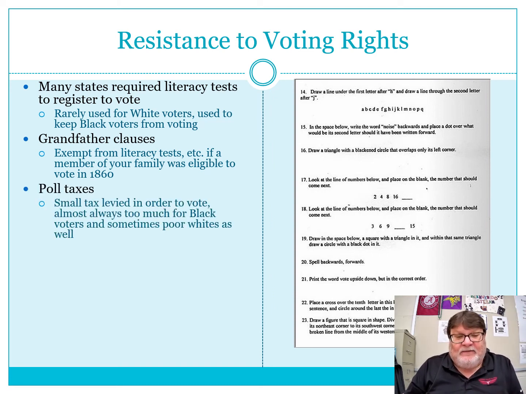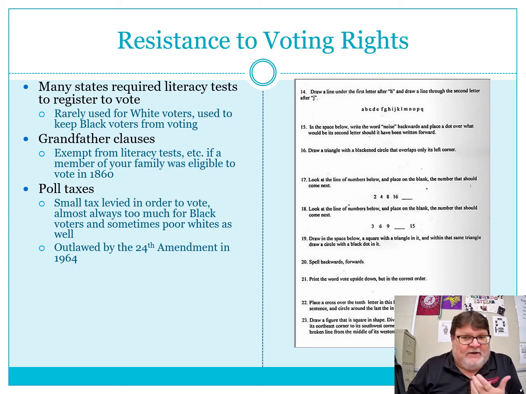Poll tax is another one. A small tax, generally very, very small, but still too much for the poor population. Almost always too much for the black voters, and sometimes the poor whites as well, to vote. So even though it was minimal, it still was too much for the poorer population. Those were outlawed by the 24th Amendment in 1964. So that's probably, I think, the shortest amendment we have out there. It's very short. It just basically says poll taxes are not allowed.